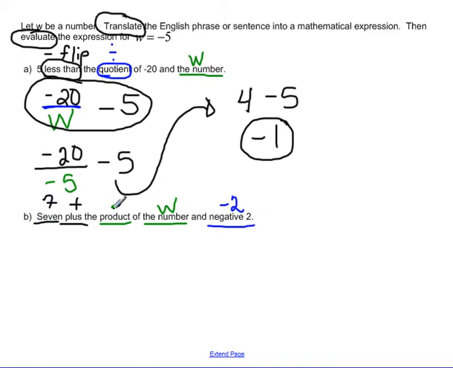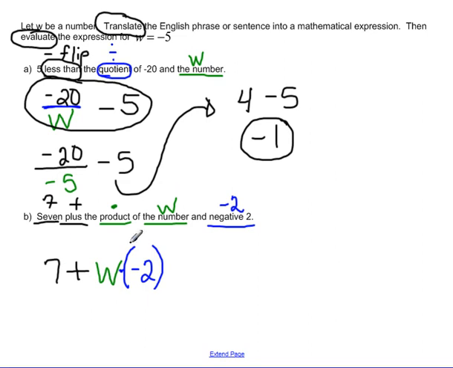Notice we basically have all the pieces. We just need to rearrange things a little bit. We have 7 plus the product. Now remember, product is multiplying. What are we multiplying? We're multiplying W and -2. So we want to be sure when we write that W times -2, we want to be sure that that negative holds on to that W. So using juxtaposition for our multiplication will really help us. This shows W times -2.